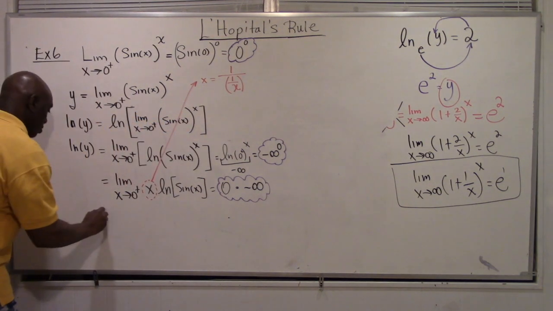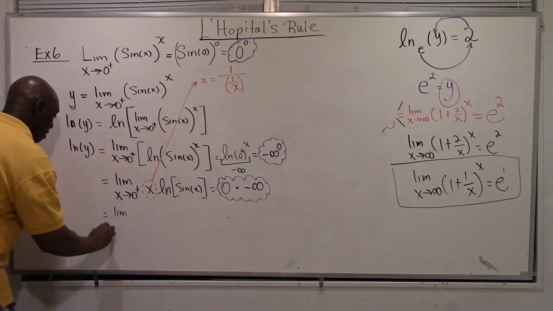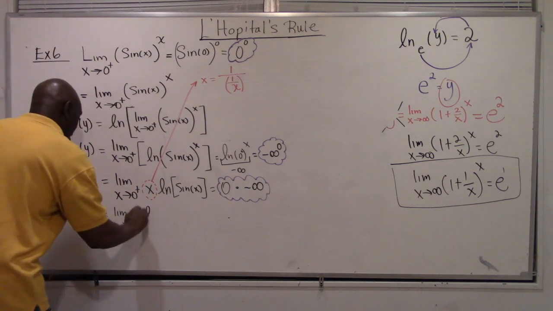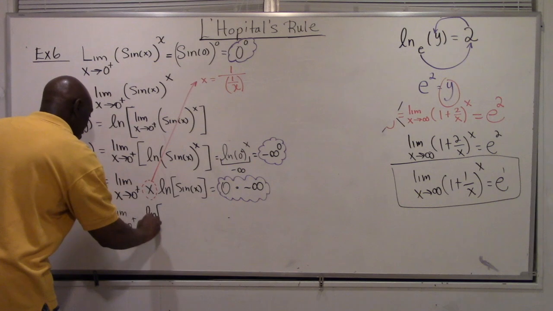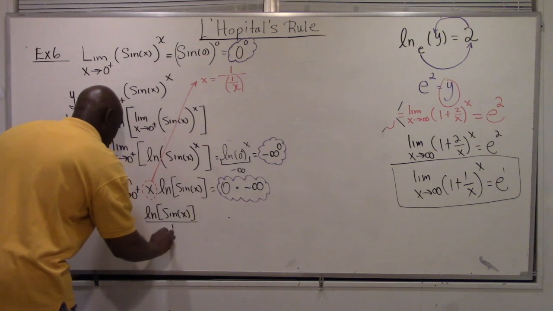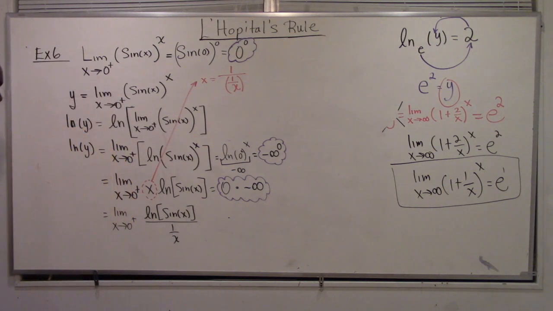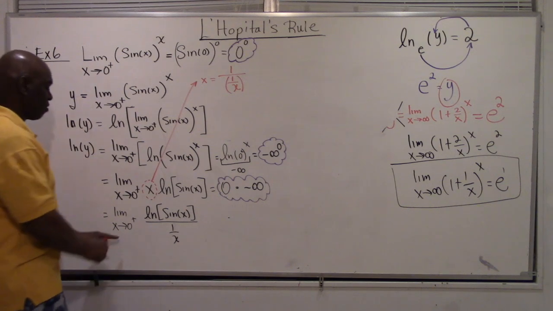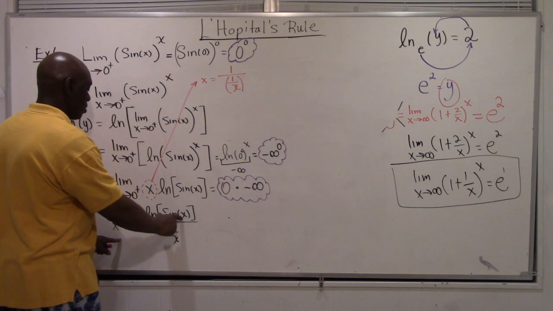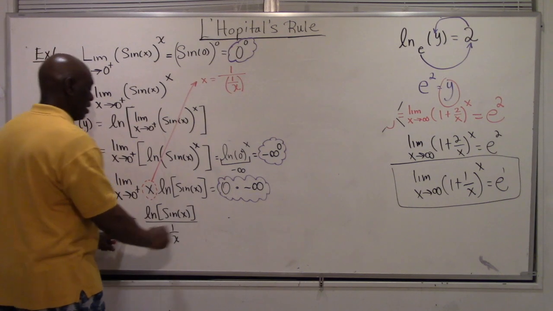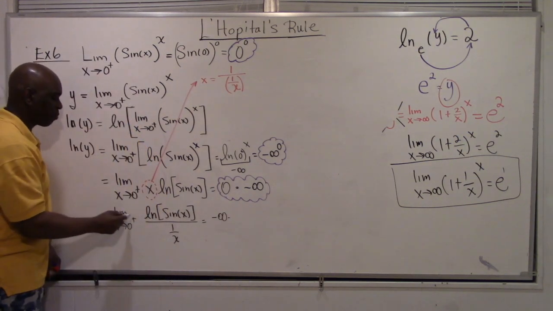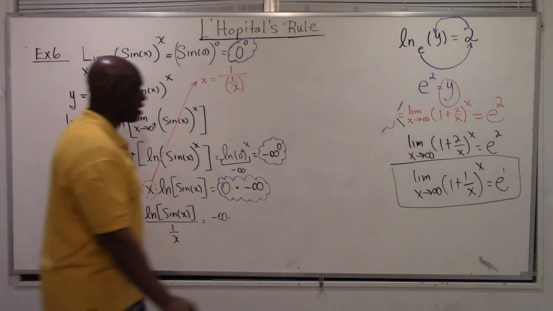All right. So now this is going to equal the limit as x goes to 0 from the right of the natural log of sine x divided by 1 over x. Now plug it in, let's see what we get. 0 here, and if I plug in 0, the natural log of 0 as we approach 0 from the right equals negative infinity.